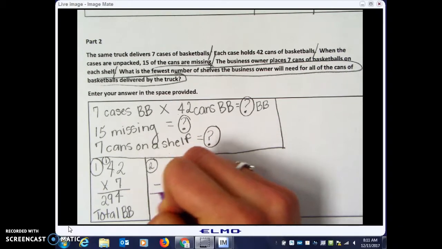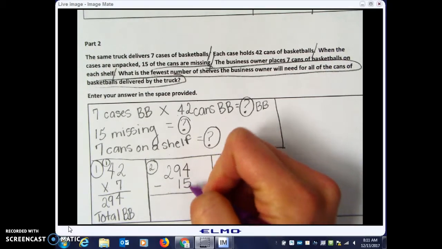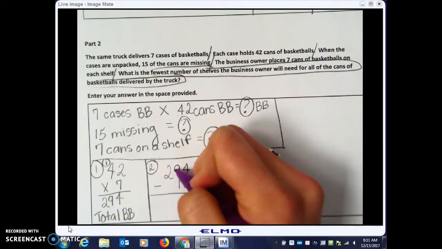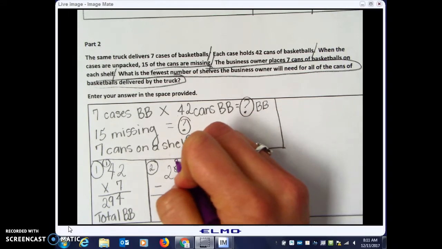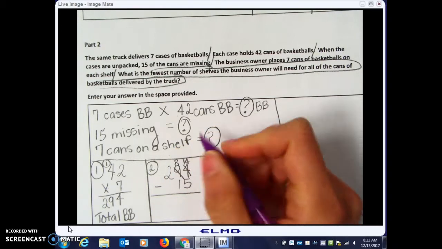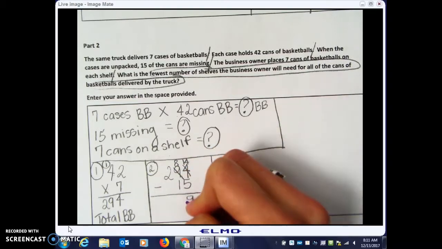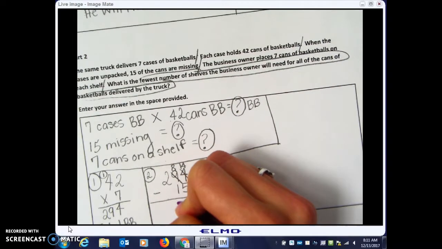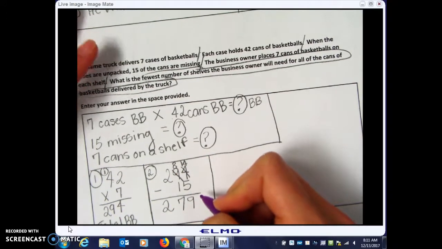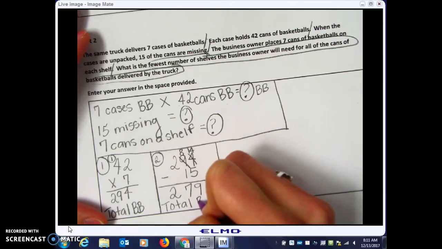So I do 294 minus 15. Pause the video and work it out, and then unpause it to see if you got it correct. I can't do 4 minus 5, so I borrow. The 9 becomes an 8... the 4 becomes a 14. 14 take away 5 is 9. 9 minus 1 is 8, and 2 minus 0 is 2. 279. So my new total of basketballs is 279.